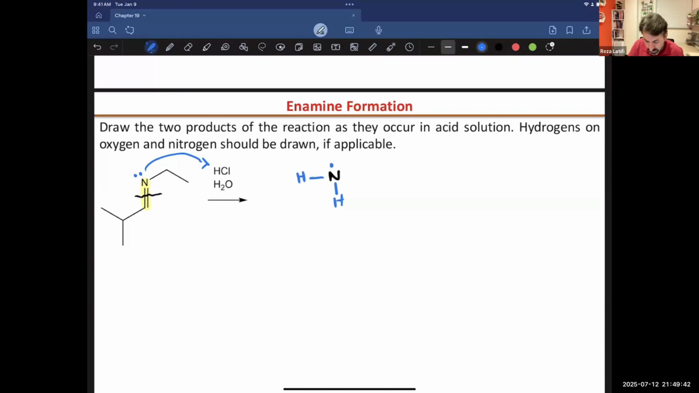And remember, you do have a lone pair there. What else? We have an ethyl group attached to nitrogen. And on the other side, you will take the ethyl. Ethyl is attached to this carbon, and this carbon used to be attached to nitrogen. Now just simply attach it to a carbonyl group.